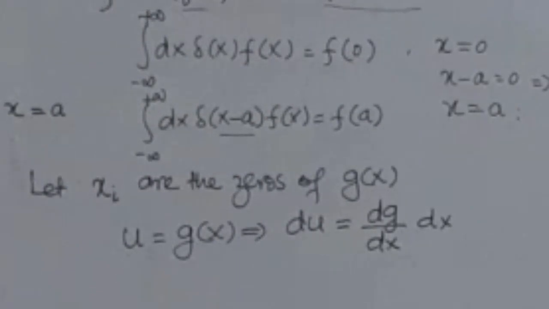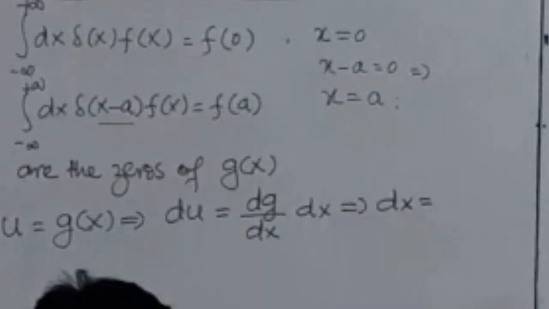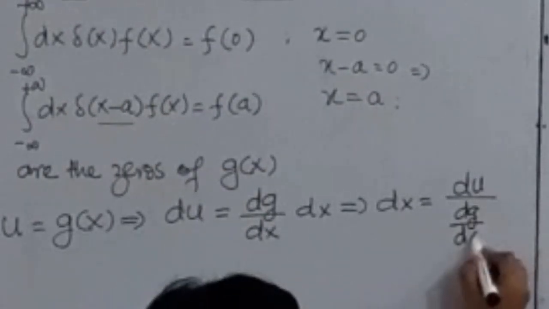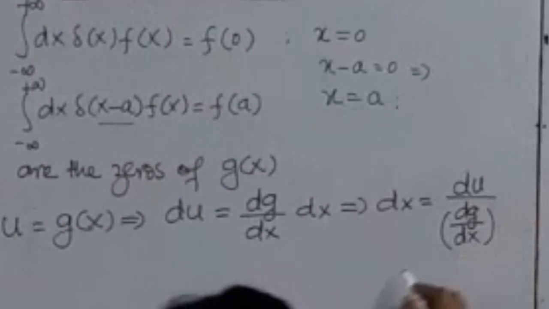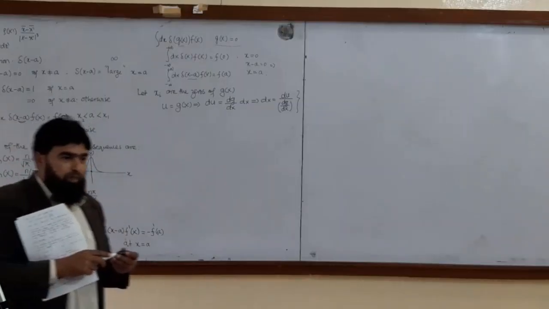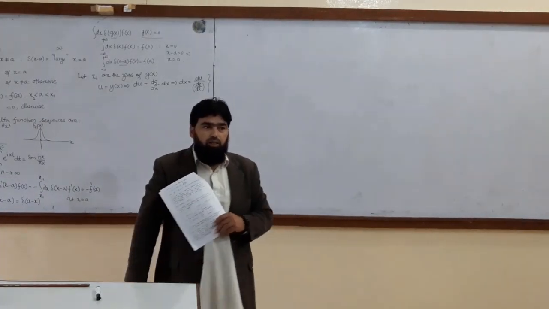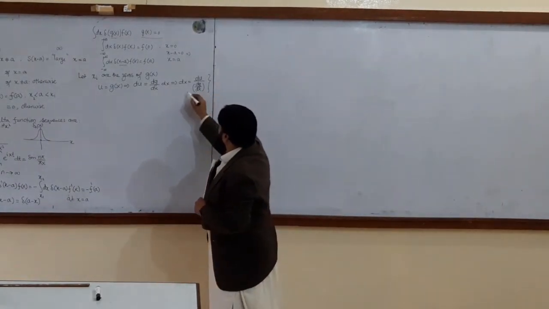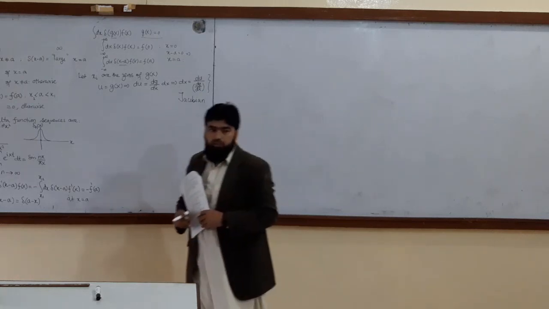So I can write that from here, what about dx? dx will be equal to du divided by dg over dx. And this one, hopefully you know. Have you seen such a relation in your mathematical methods of physics? If you have studied mathematical methods of physics, then this one is called the Jacobian. This is essentially the Jacobian.